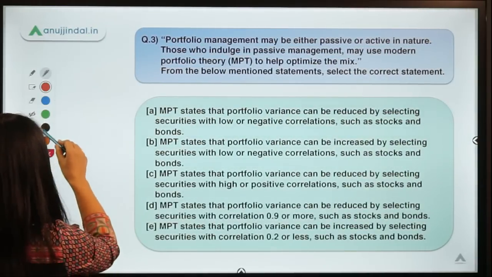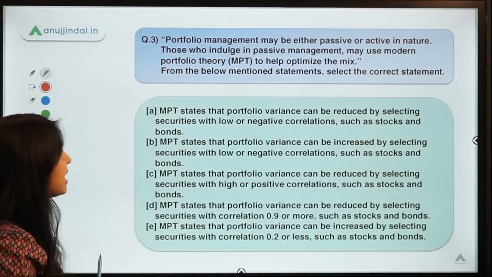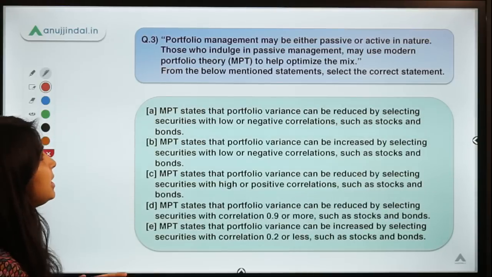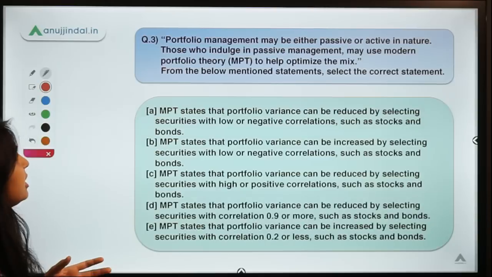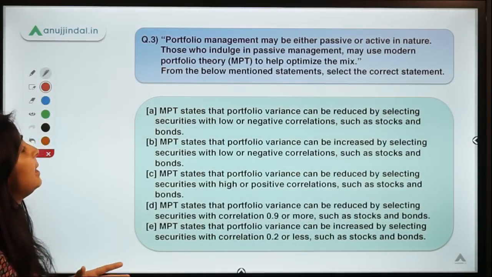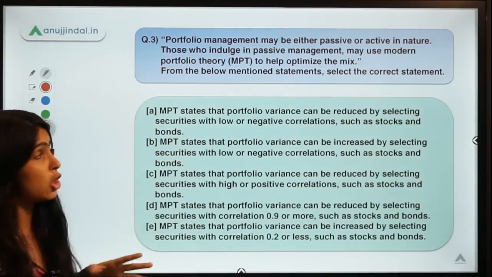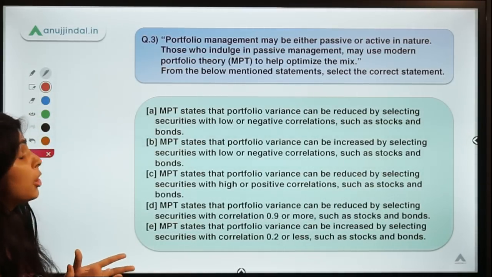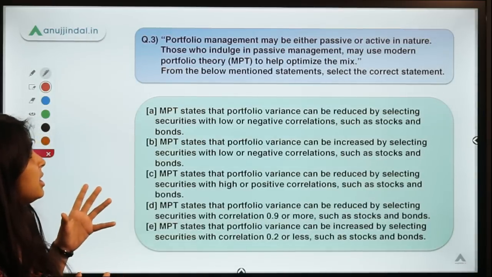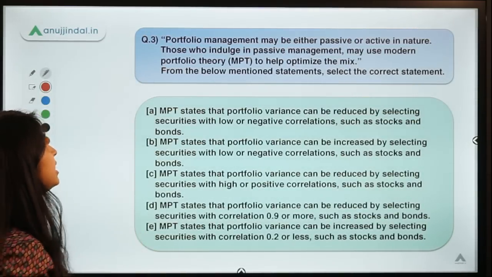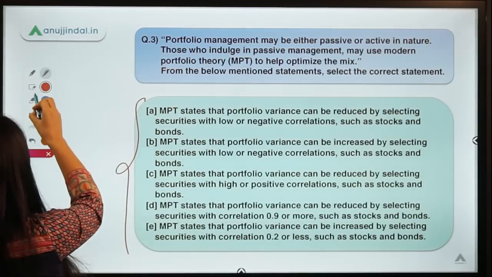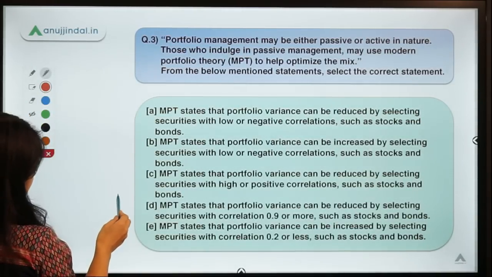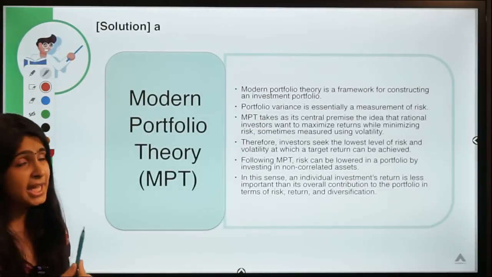And here is your question number 3. Okay, this is also related to portfolio management. Portfolio management may be either passive or active in nature. Those who indulge in passive management may use modern portfolio theory to help optimize the mix. So you can see this question talks about modern portfolio theory. In relation to this theory, you have to select the correct statement from these 5 statements. Moving ahead to the solution for this question, the correct option is A.